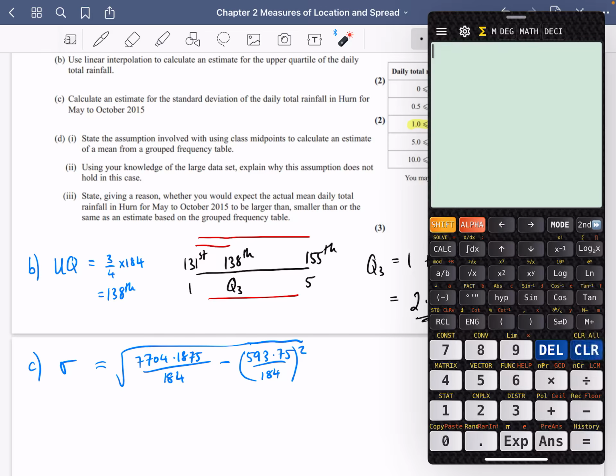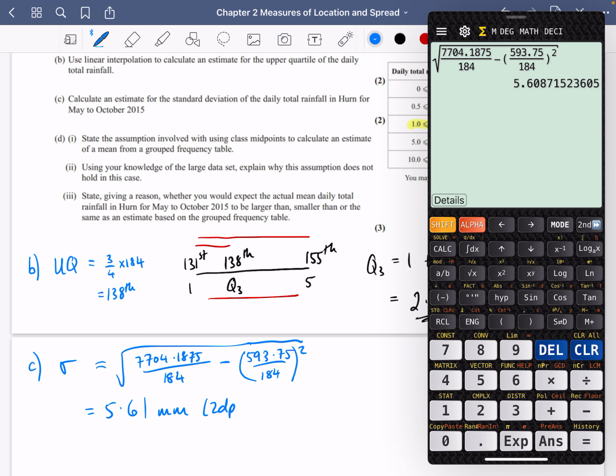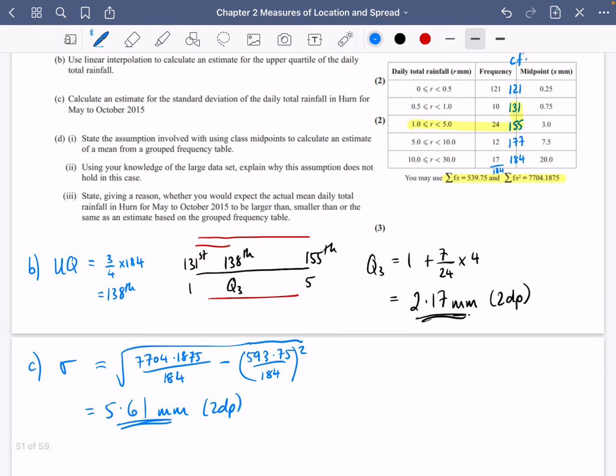And it's just going to be as simple as getting this rather annoying thing typed. So it's 7704.1875 over 184 minus, open the brackets and do a fraction, 593.75 over 184, close the brackets and square it. And so the standard deviation is going to be 5.61 millimeters, and that's to 2 decimal places as well. Okay. So we've done A, B, and C.